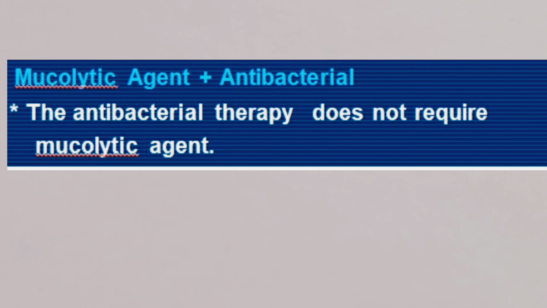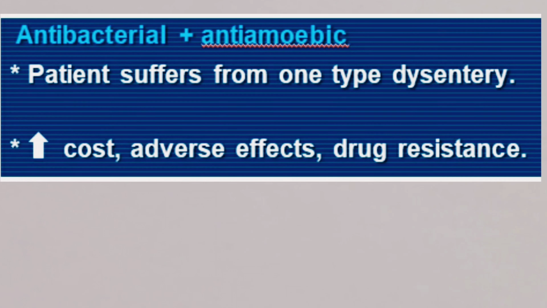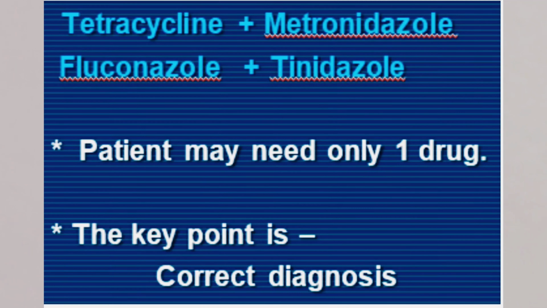Some of the irrational fixed dose combinations are the combination of a mucolytic agent and an antibacterial agent. The antibacterial therapy does not require a mucolytic agent. Next, the combination of an antibacterial with an anti-amoebic agent, because the patient suffers from one type of dysentery and the combination increases the cost and unnecessary adverse effects and drug resistance. The combination of tetracycline, metronidazole, fluconazole and tinidazole. Patient may need only one drug and the key point here is correct diagnosis.